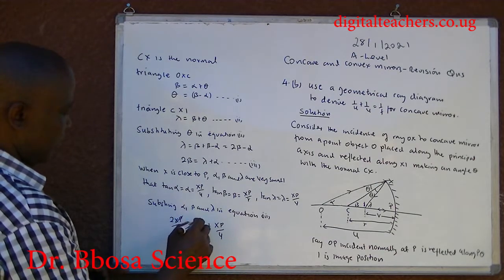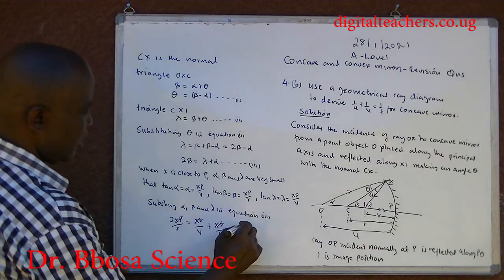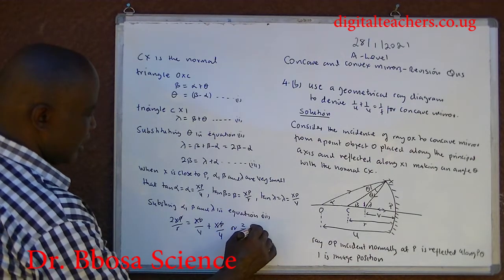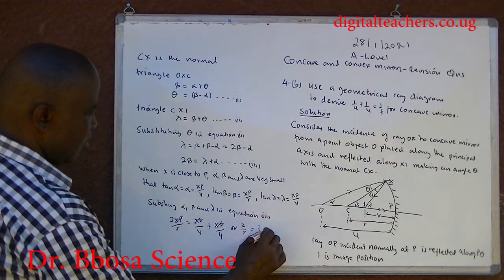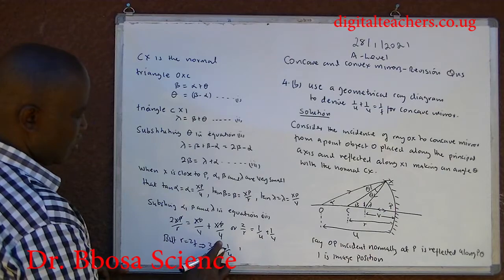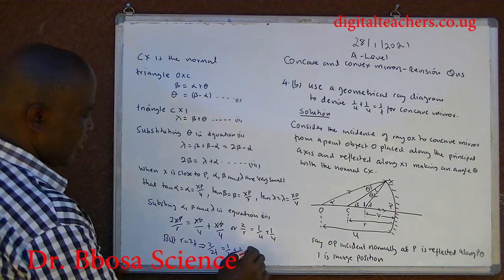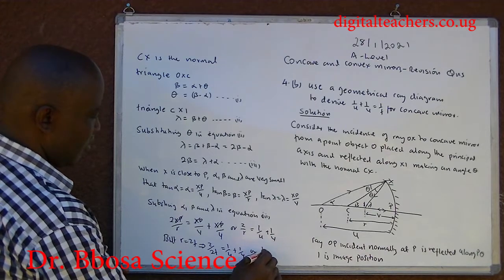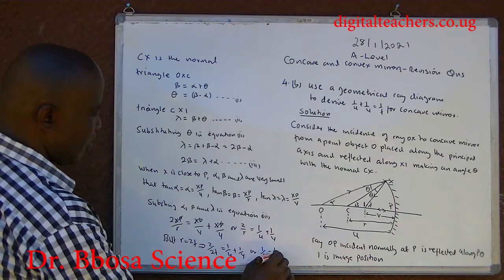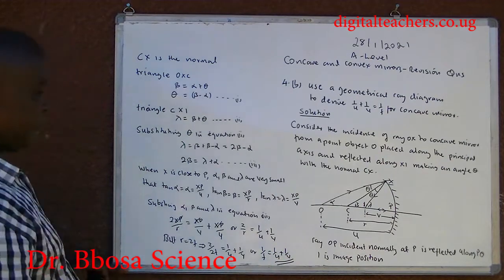Crossing out XP, you get 2 over r is equal to 1 over u plus 1 over v. Or 1 over f is equal to 1 over u plus 1 over v.